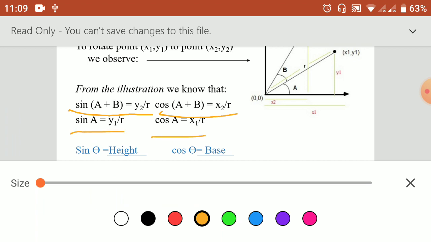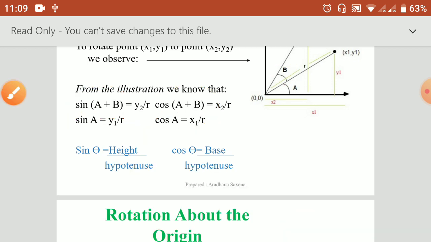Now we will expand the sin A plus B formula. We already know the cos A plus B formula. After expanding the formula, we will put sin A's value and cos A's value in this formula. The sin B and cos B terms will remain the same. These values sin B and cos B will be given in the numerical, and according to the value given in the numerical, we will put these values into the question.